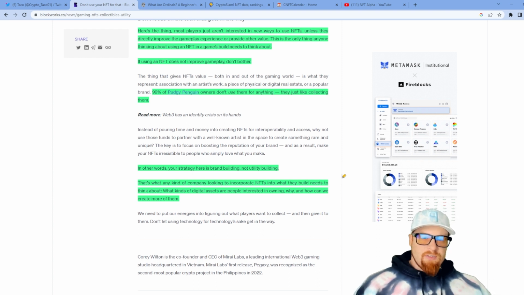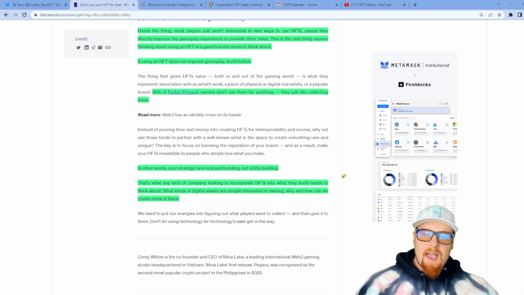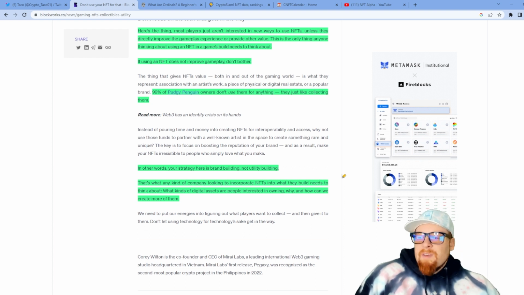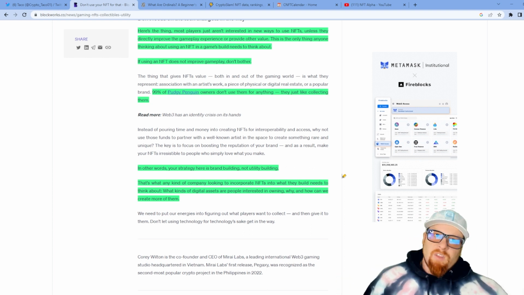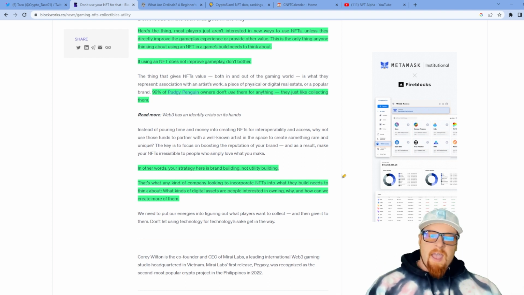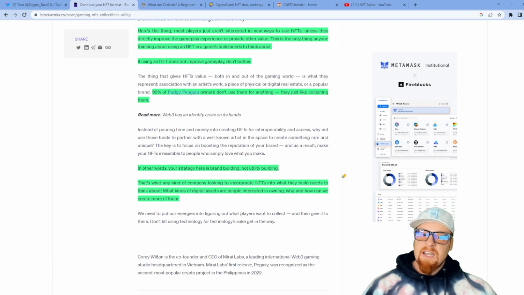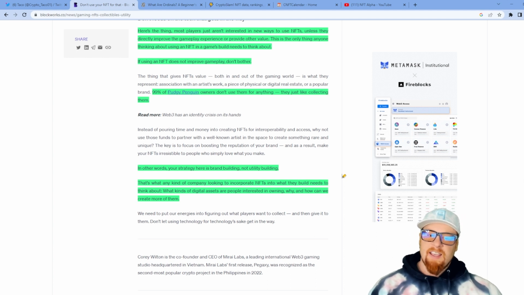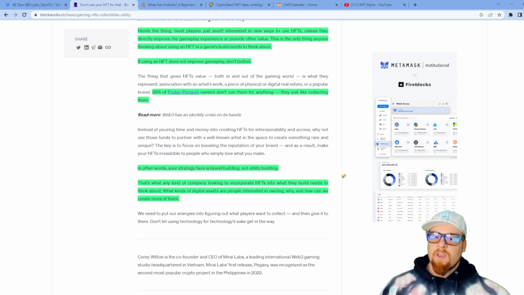In other words, your strategy here is brand building, not utility building. Of course, I mean, you want to build a brand before you have any utility associated with that brand, because you're probably just going to be building it for a handful of people. That way, any kind of company looking to incorporate NFTs into what they build needs to think about what kind of digital assets people are interested in owning, why, and how can we create more of them.